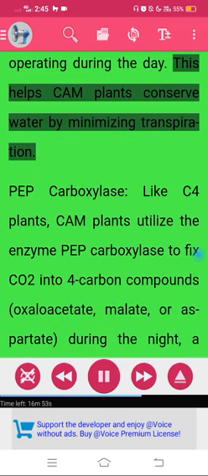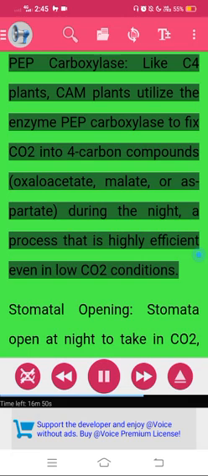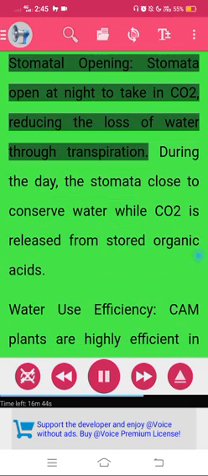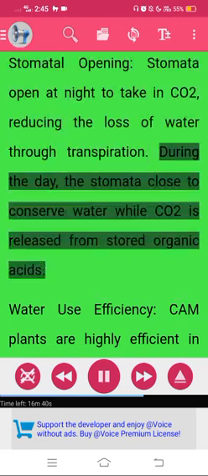This helps CAM plants conserve water by minimizing transpiration. PEP carboxylase. Like C4 plants, CAM plants utilize the enzyme PEP carboxylase to fix CO2 into 4-carbon compounds oxaloacetate, malate, or aspartate during the night, a process that is highly efficient even in low CO2 conditions. Stomatal opening. Stomata open at night to take in CO2, reducing the loss of water through transpiration. During the day, the stomata close to conserve water while CO2 is released from stored organic acids.